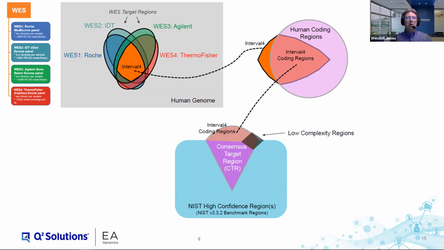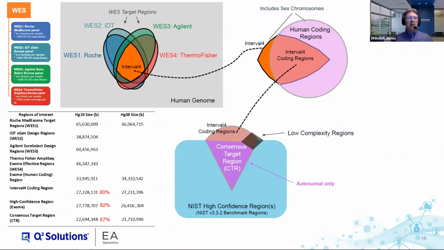And then early on, we made a discovery that we could be much more certain of our results if we also examined the NIST high confidence regions, or sometimes called the NIST benchmark regions, based upon some Genome in a Bottle work that was done by NIST. So we intersected the interval 4 coding regions with these NIST high confidence regions, and then we did a small exclusion of some additional low complexity regions. And that became what we entitled our consensus target region.